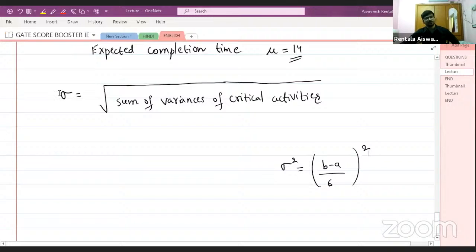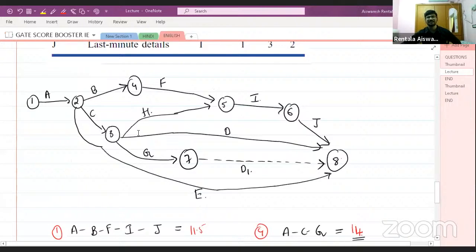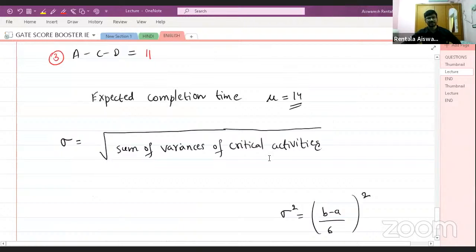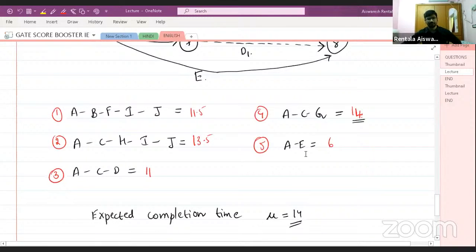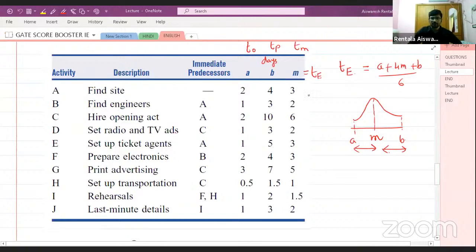The standard deviation of the critical path and the standard deviation of the project are both the same, right? Whatever activities are present in the critical path, you find the variance values. So it is the square root of the sum of the variances of the critical activities. What are the critical activities? A, C, and G.